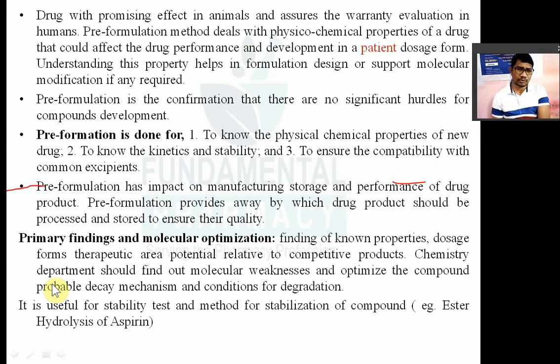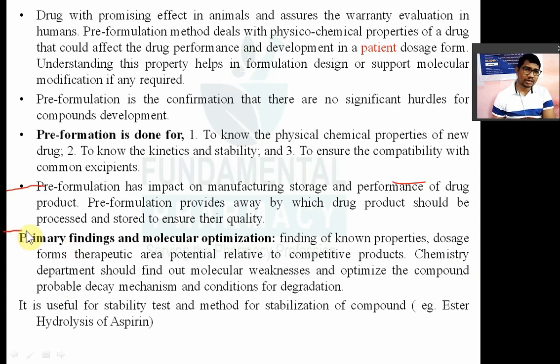So obviously, while designing a tablet dosage form, you have to study the particle size distribution, density, porosity of that powder. You have to analyze that powder's flow properties, Hausner's ratio, Carr's index. You have to do angle of repose. So if it is not free flowing, then it will not flow from hopper to die cavity for punching. So you will not get a proper tablet. You cannot ensure the uniformity of dosage. Okay? That's why pre-formulation has an impact on manufacturing, storage, performance of the drug product. Pre-formulation provides the way by which a product should be processed. Pre-formulation क्या करता है अपने को?